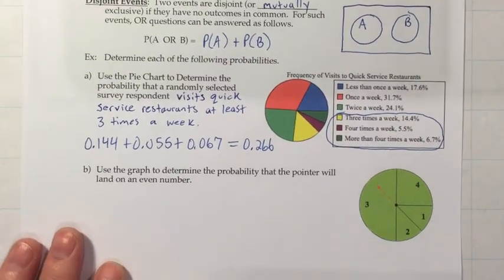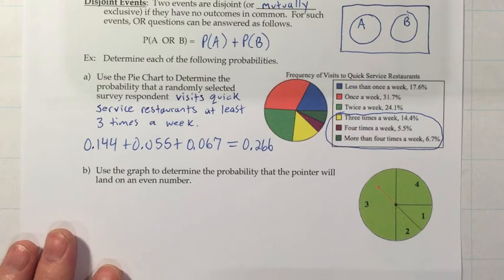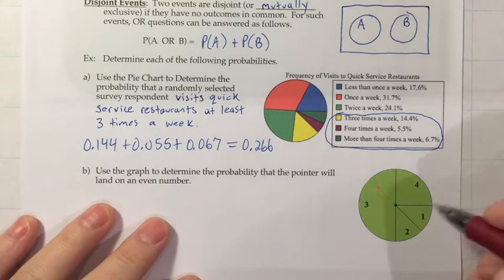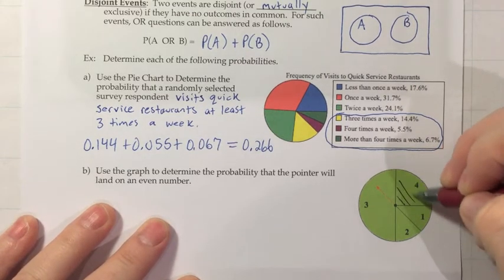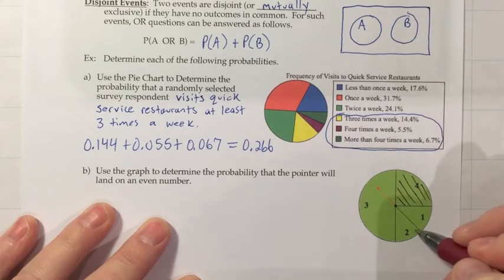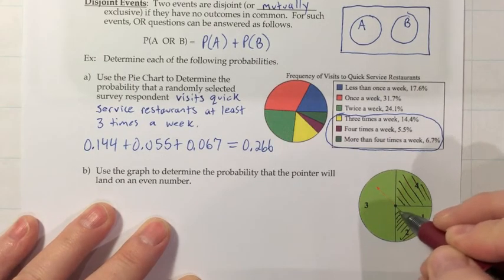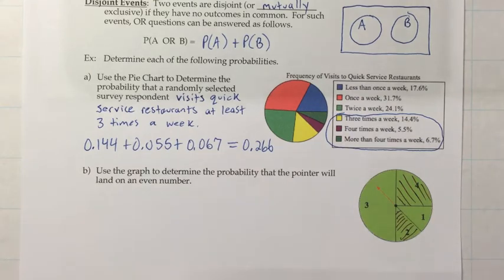All right, let's look at our spinner example again. Use the graph to determine the probability that the pointer will land on an even number. So we could shade the even numbers. We've got 4. And we've got 2, so that's the part we want. Again, you have to be a little careful there. You can't just say that's 2 out of 4 possibilities because they're not the same size.